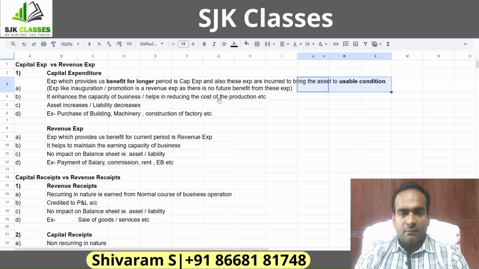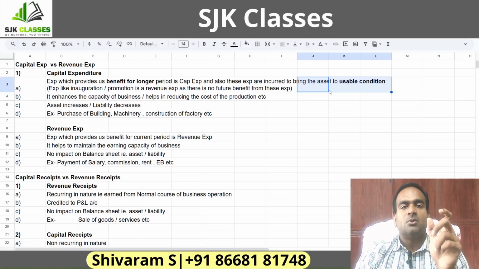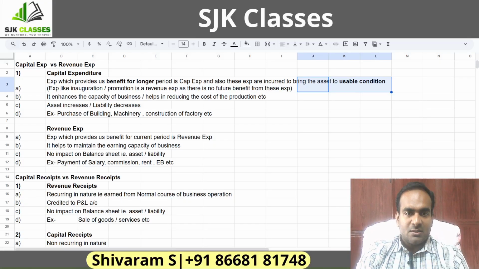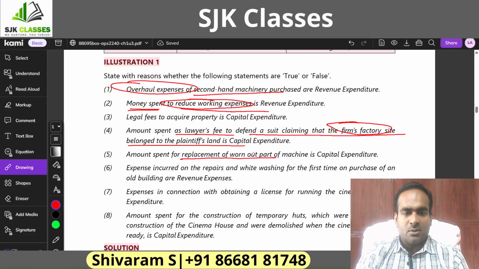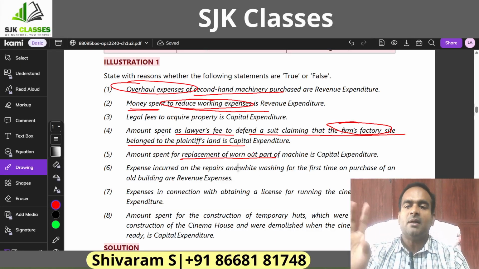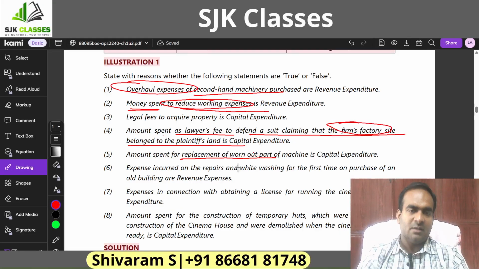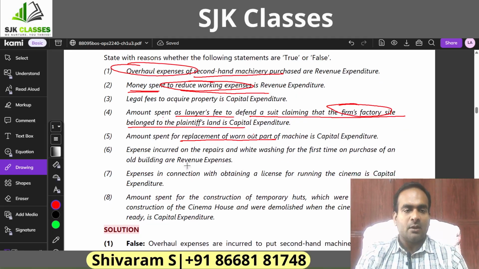So the point of bringing the asset to usable condition is factored in at the initial stage only. When you're purchasing or constructing an asset, if you spend some amount so that the asset is brought to usable condition, that is what this point refers to. But in this question, we are saying that we are going to replace a worn out part. So this will be classified as a revenue expenditure and not as a capital expenditure, because it is as good as a maintenance cost. Next one.